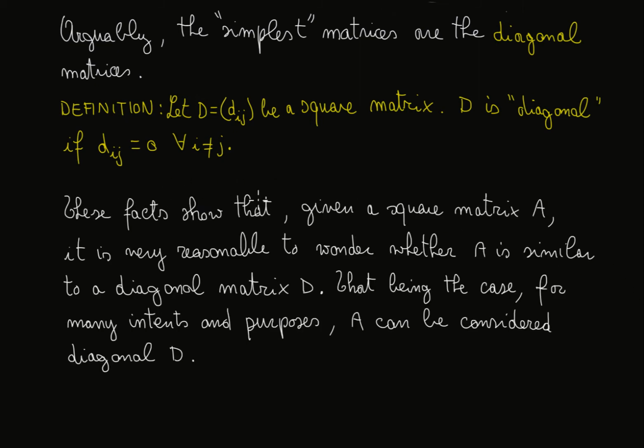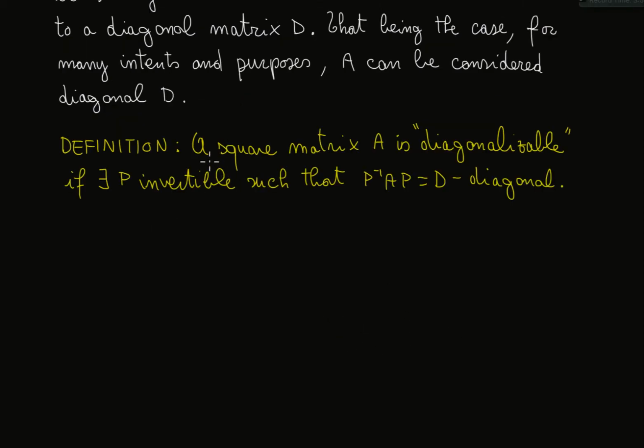These facts show that given a square matrix A, it is very reasonable to wonder whether A is similar to a diagonal matrix D. That being the case, for many intents and purposes, A can be considered a diagonal matrix then. Definition: a square matrix A is diagonalizable if there exists an invertible matrix P such that P minus 1 times A times P is diagonal. That means that A is diagonalizable if it is similar to a diagonal matrix.